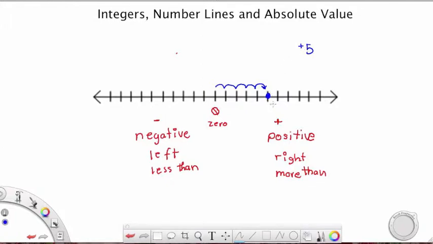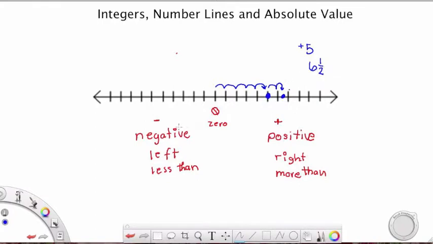Let's take a look at another number. This number is at an odd spot. We would go 1, 2, 3, 4, 5, and then we'd keep going, 6, but it's not quite 7. 7 would be over here. It's somewhere between 6 and 7, so we would say that's positive 6 and a half.